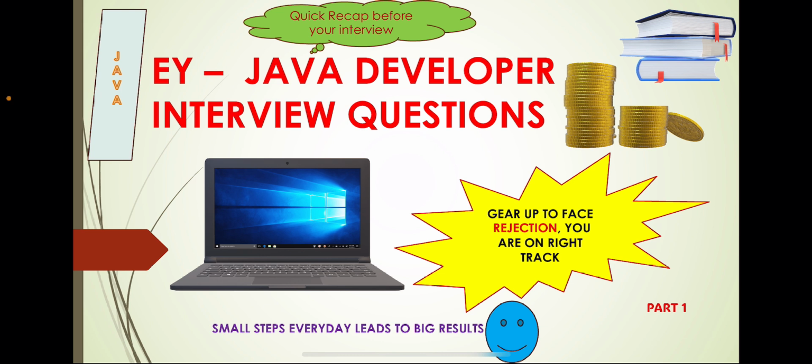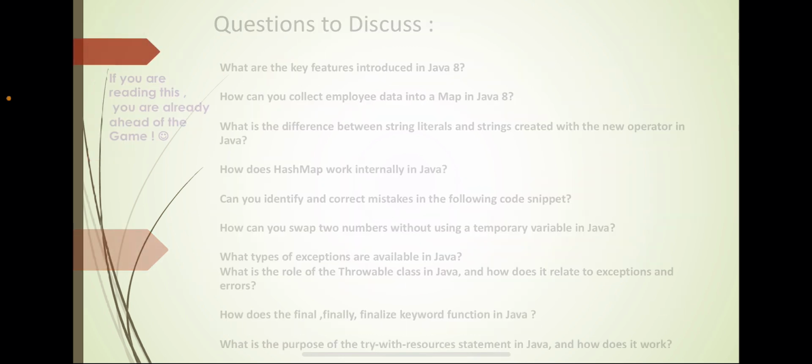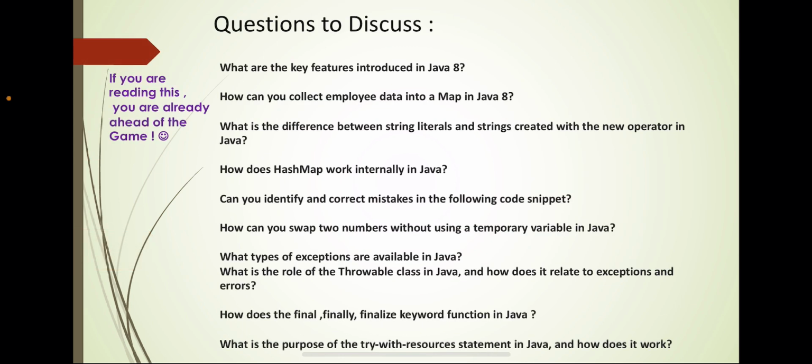So today we're going to discuss these Java developer interview questions, which are mostly: key features introduced in Java 8, how to collect the data into a map in Java 8, the difference between string literals and strings created with the new operator, how HashMap internally works, then identifying the mistakes in a code snippet, swapping two numbers without a temporary variable, exceptions, finally, finalize, and try with resources.